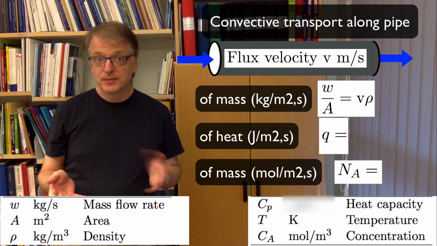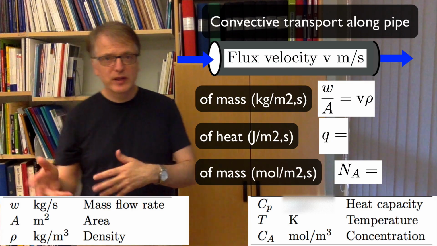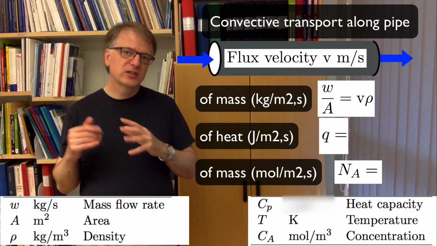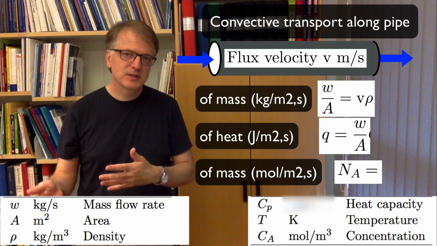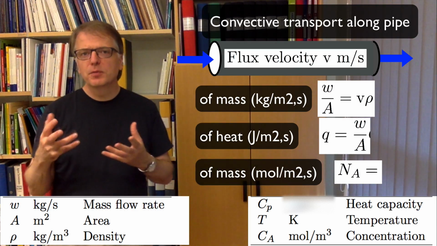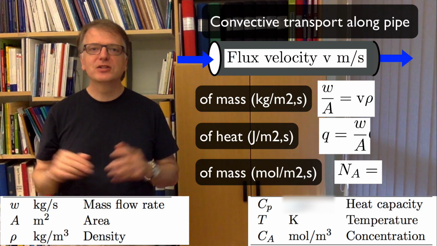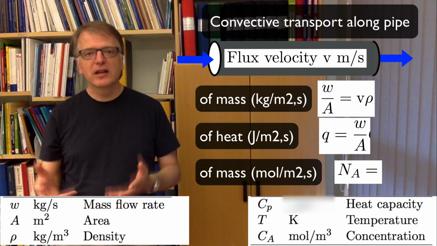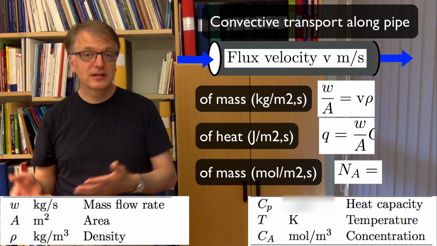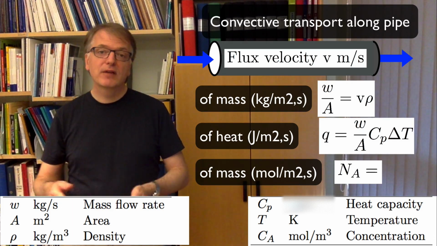Okay, what about heat transfer along the pipe? Well, if you know the mass transfer, you know that heat transfer has to have something to do with that, right? So it should be something W divided by A times something. And what should we multiply it with? Well, we should multiply it with some kind of energy content. And we will talk about heat here as some kind of energy. And how much energy is in that? Well, you take the heat capacity times a temperature difference. And what kind of temperature difference? Well, you have to have a reference temperature.